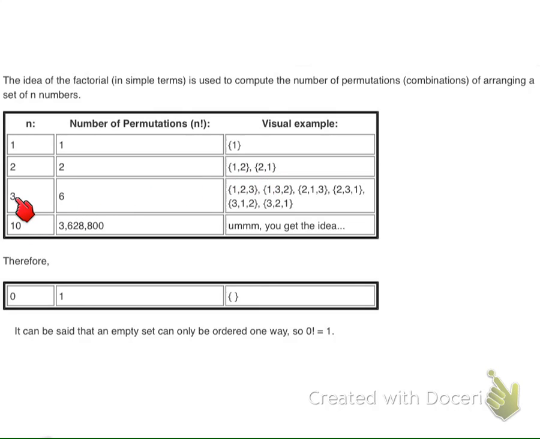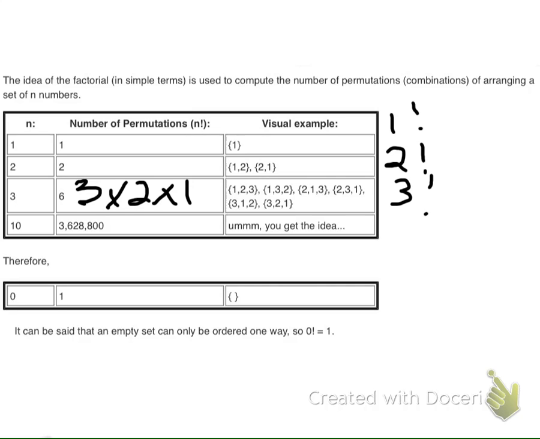If you have 3 numbers, 1, 2, and 3, you could do 1, 2, and 3, 1, 3, and 2, 2, 1, and 3, 2, 3, and 1, 3, 1, and 2, and 3, 2, and 1. There are 6 different ways to do that. Now, if you were writing that out, in factorial, you'd go 3 times 2 times 1, or 3 factorial, 6 different ways. And this is 2 factorial, and this is 1 factorial.